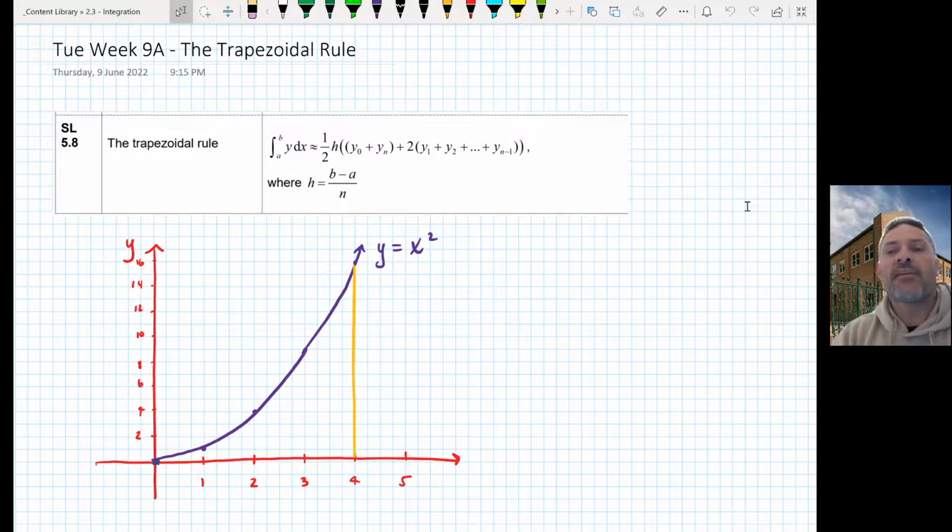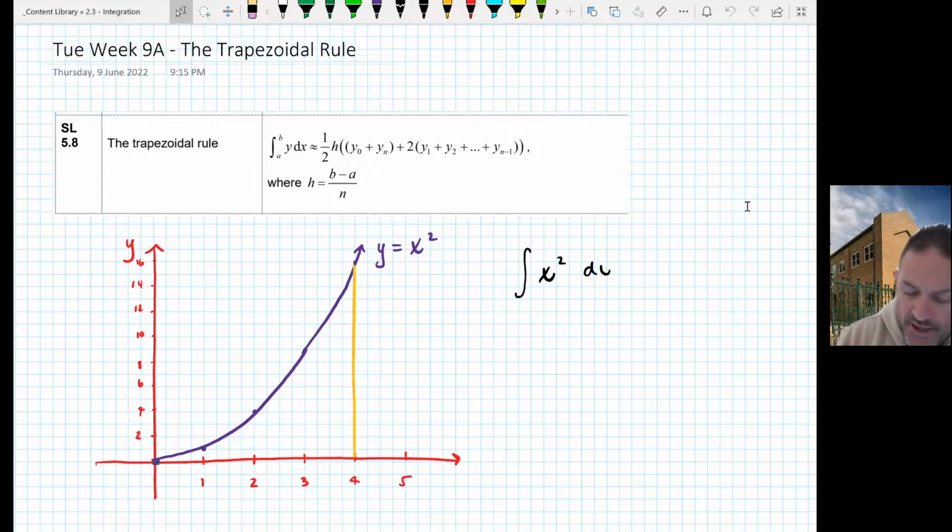So when I spoke about this last week, I know that we know how to find the exact area. If I asked you to find the exact area beneath the curve, what I'm hoping you would do, you would find the integral of x squared dx between the values of 0 and 4. Okay, this was if we were doing the exact. Remember, this was called Riemann's integral.